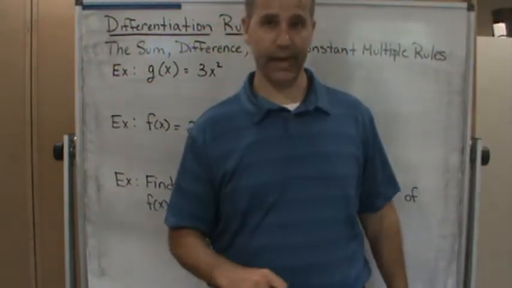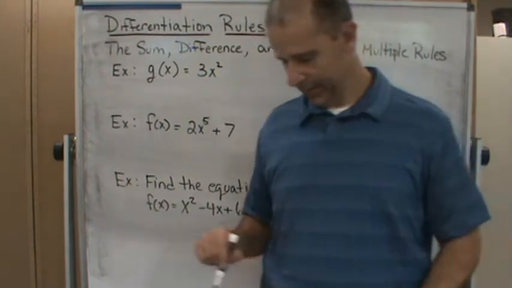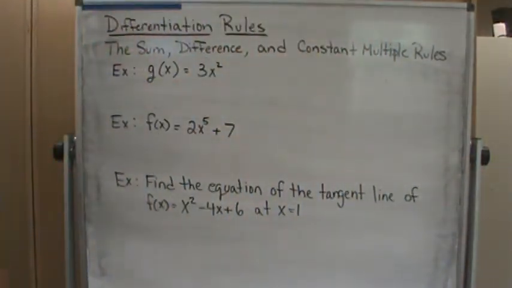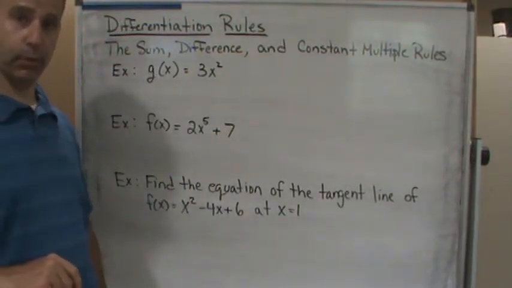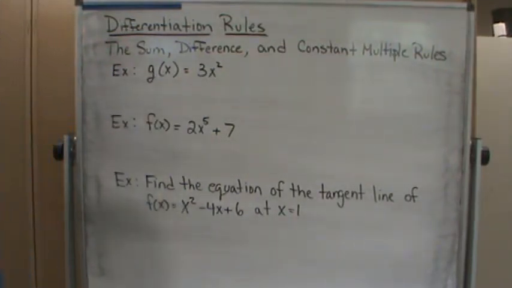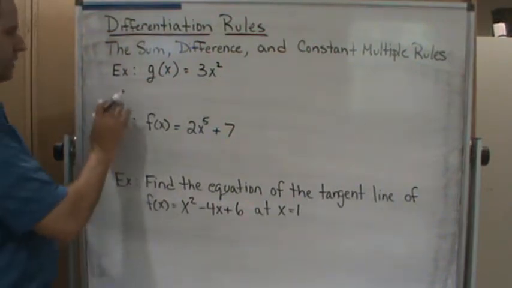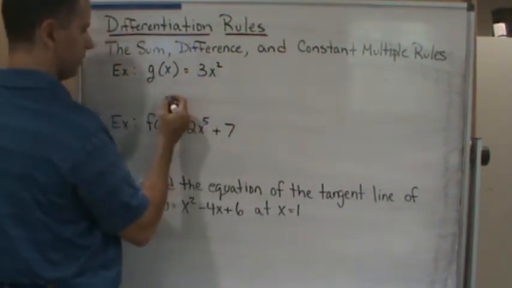Okay, welcome back, and now we're going to do a few examples, and you're going to see how quick and easy taking the derivative is, and then we're going to revisit the tangent line problem, finding the equation of a tangent line. So first example is we want to find the derivative of this.